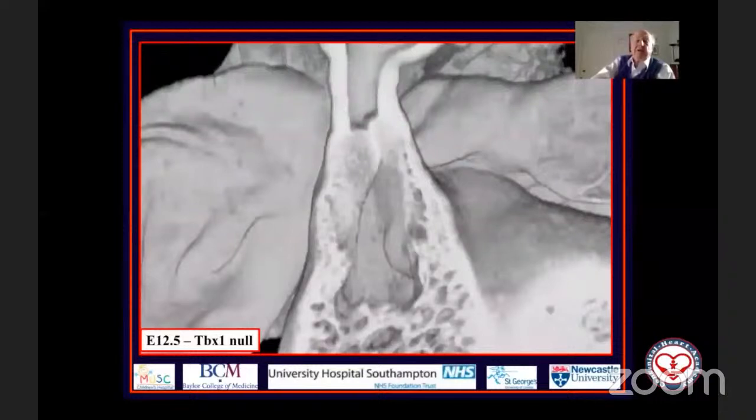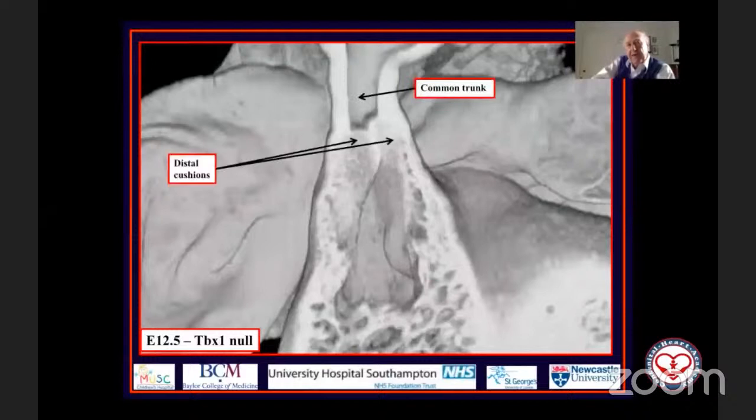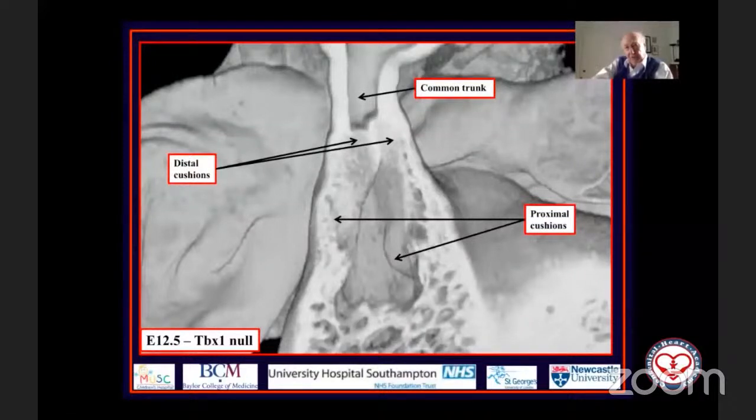We know that because in a colony of mouse in which the TBX1 gene has been knocked out, all of them have common arterial trunk. And here is one of our episcopic data sets from such a mouse. There is the common trunk, but we know it remains common because the entirety of the cushions have failed to fuse. The distal cushions have not separated the arterial roots. The proximal cushions have not separated the ventricular outflow tracts.